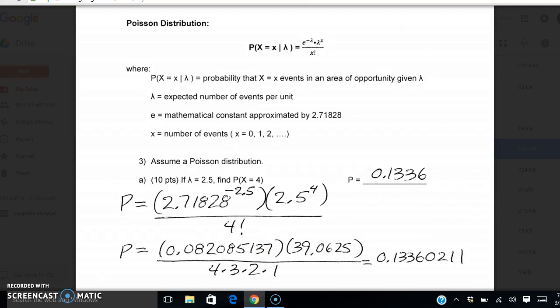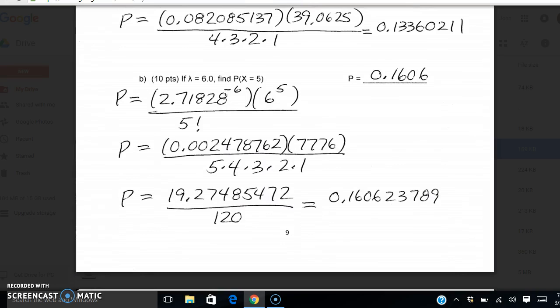On section B, we're going to use the same equation. The difference here is that lambda is 6 and x is 5. So we are going to do the same thing we did above. Here is our value for e to the minus lambda, minus 6. If we calculate that figure, this is what the calculator should give you. And then you're going to multiply that times lambda to the exponent x, which is 5. 6 to the exponent 5, you should get this value right here.